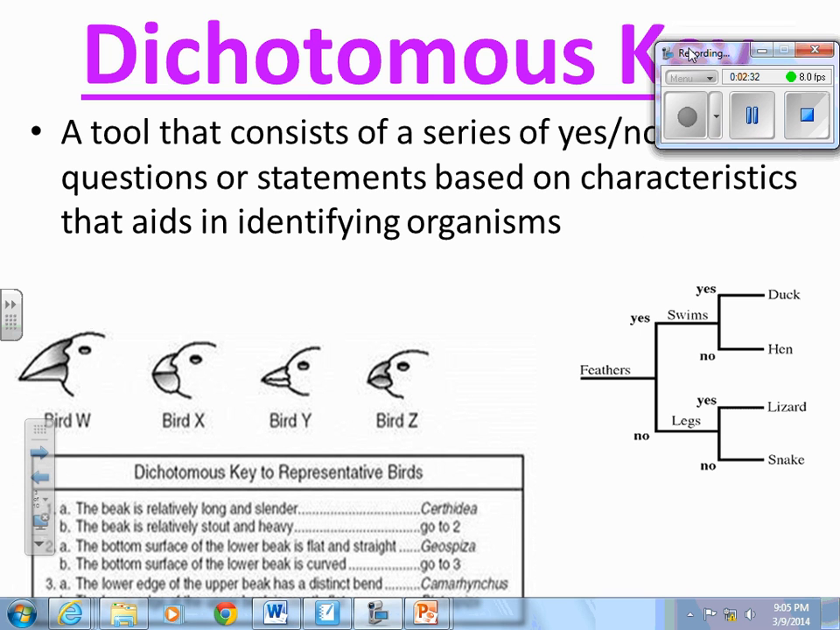Dichotomous keys. So a dichotomous key, here's a few examples. It's just a tool that consists of a series of yes/no questions based on characteristics that you see of an organism.